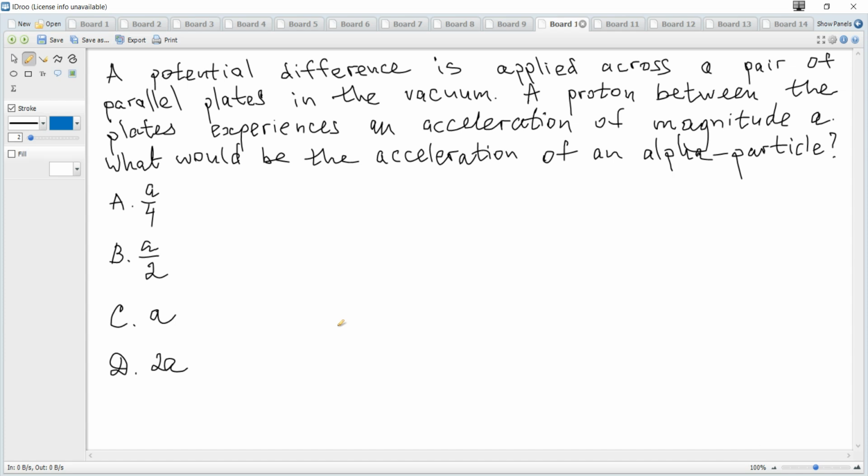A potential difference is applied across a pair of parallel plates in the vacuum. A proton between the plates experiences an acceleration of magnitude a. What would be the acceleration of an alpha particle?